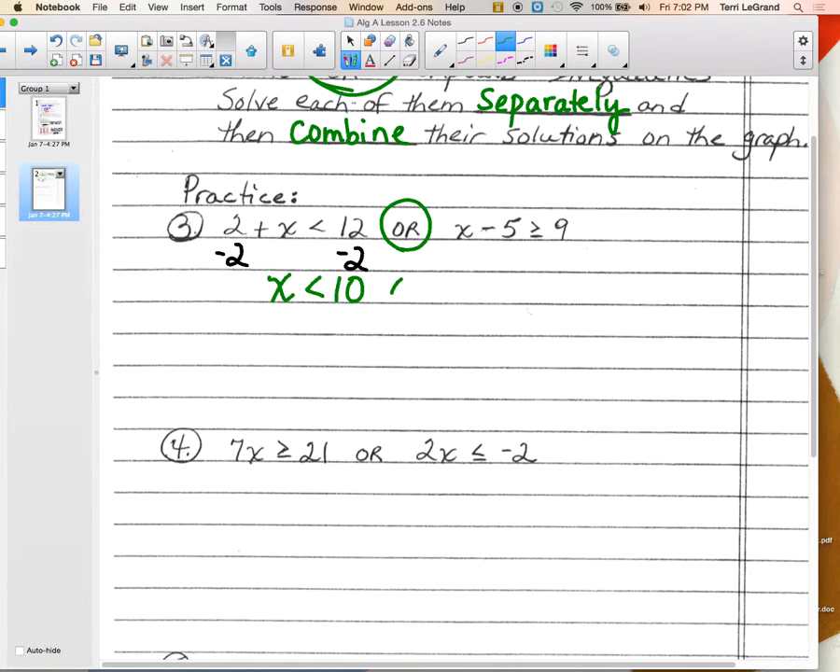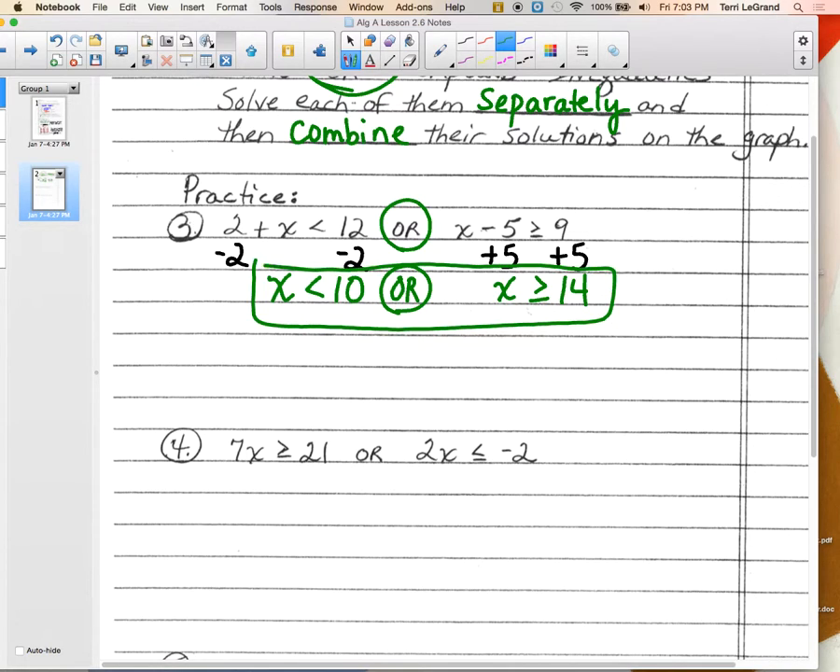But let's bring down the word "or" so we don't forget that this is an or. And then now let's deal with the other one where it says x minus 5 is greater than or equal to 9. We're going to add 5. And we're going to have the solution for that one. X is greater than or equal to 9 plus 5, 14. So there's our solution. I'm going to box that because it had that circle around the or there.